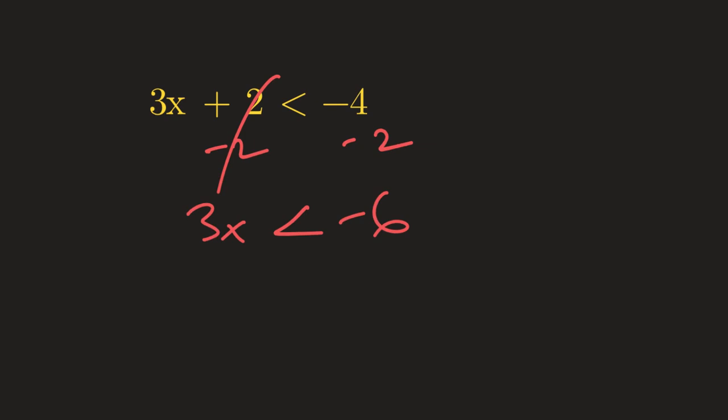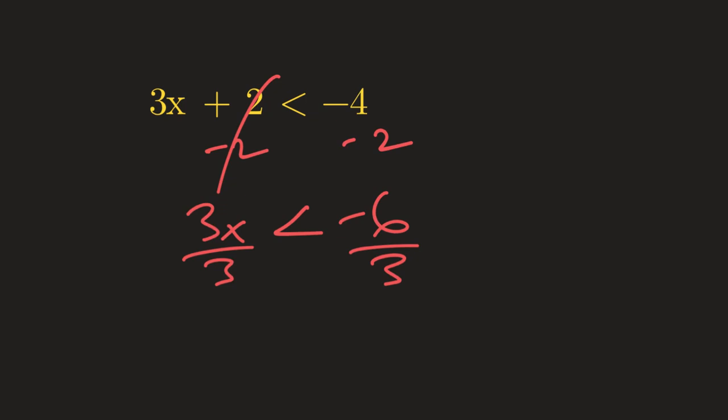Subtract 2 from both sides. That's going to give us 3x is less than negative 6 now. Negative 4 minus 2 is negative 6. 3 minus 2 is 1. How do I solve? Last step. Divide both sides by 3.